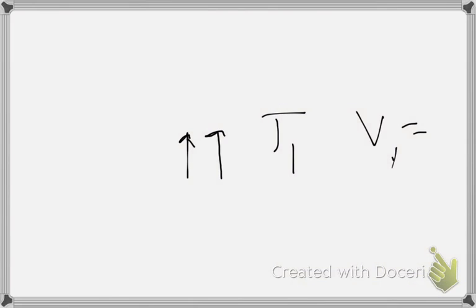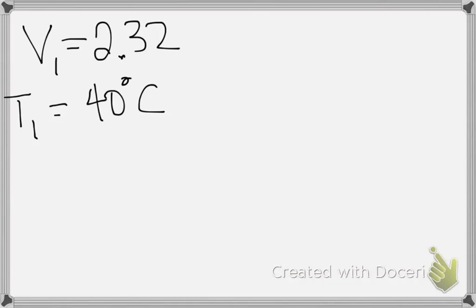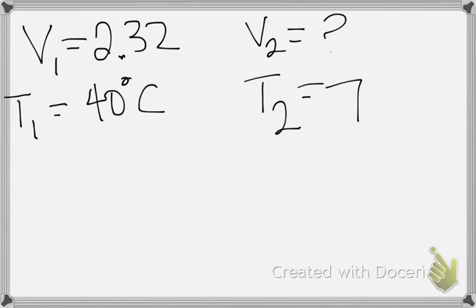My little handy dandy whiteboard. So like I said, write it out. V1 was equal to 2.32. T1 was equal to 40 degrees Celsius. V2, well, we didn't know what V2 is. That's what we're solving for. And then T2 equals 75 degrees Celsius.